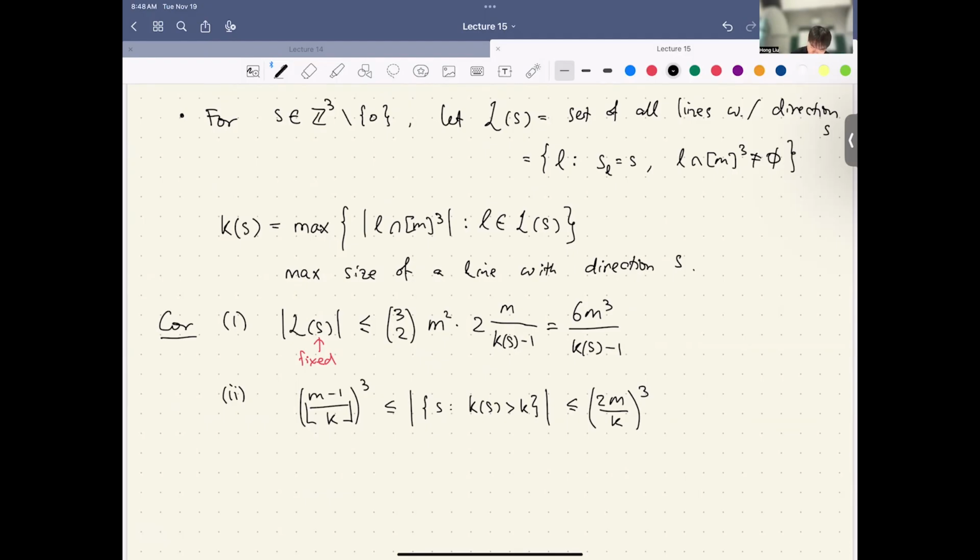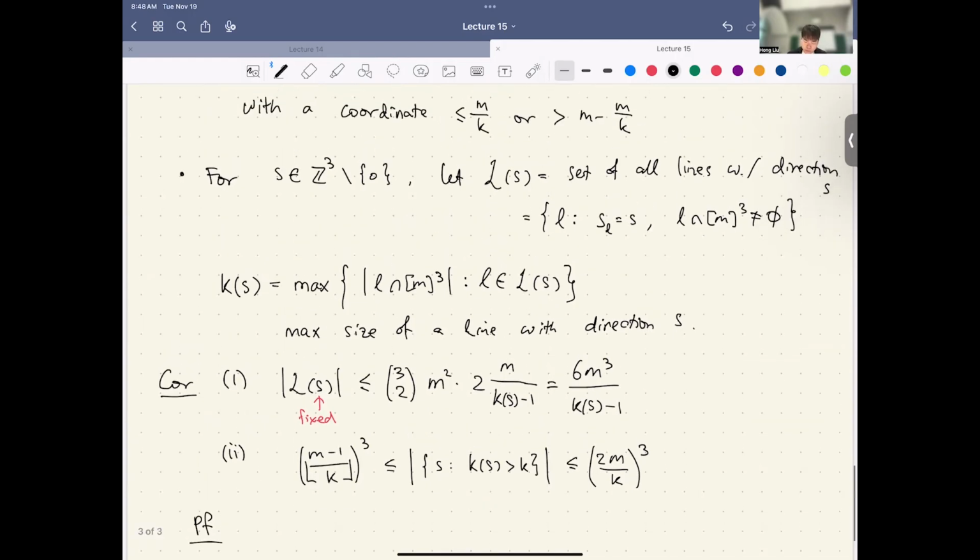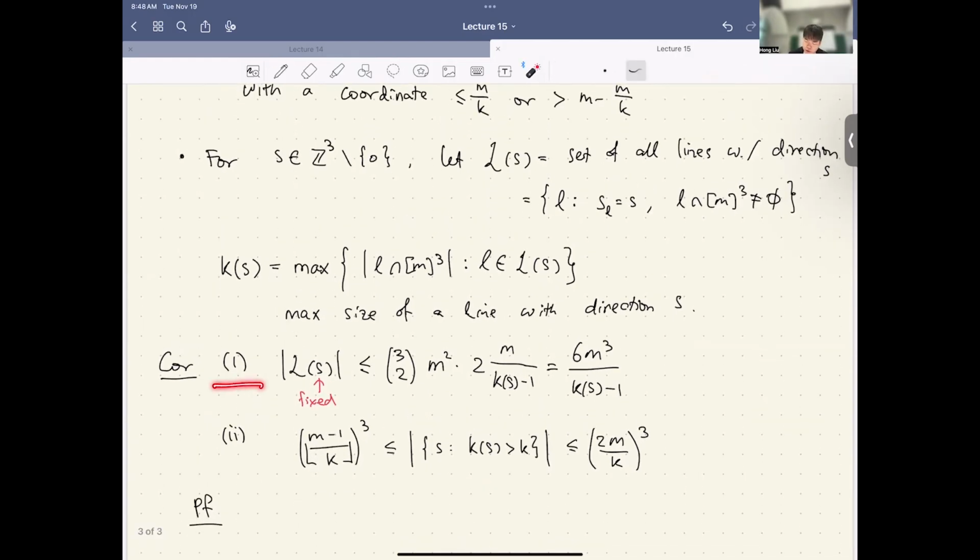The proof of this is simple. The first one, I've just mentioned it, because for every fixed s, all you need to do is to choose a 1 point. This is the number of ways to choose a point close to the boundary.